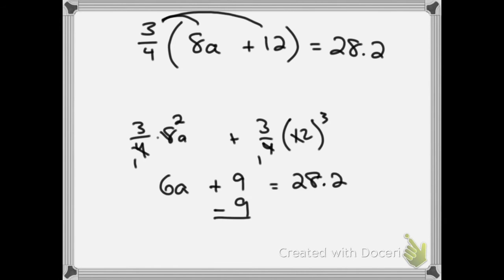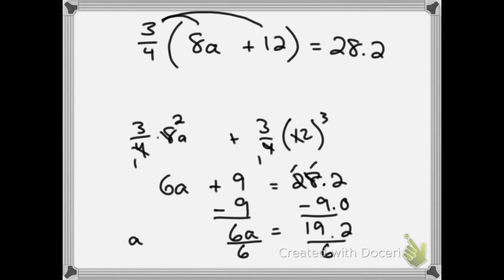So we subtract by 9. Make sure that we line up our decimals. We get 2, 9, so we have 19.2, 6a. Once again, we're going to divide last. We haven't seen one with multiplication yet. So we have 19.2 divided by 6, which is an answer of 3.2. A little bit more difficult than our previous problem.